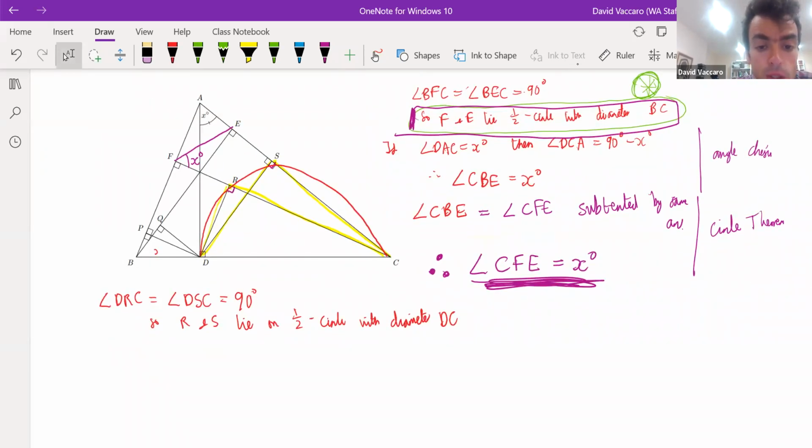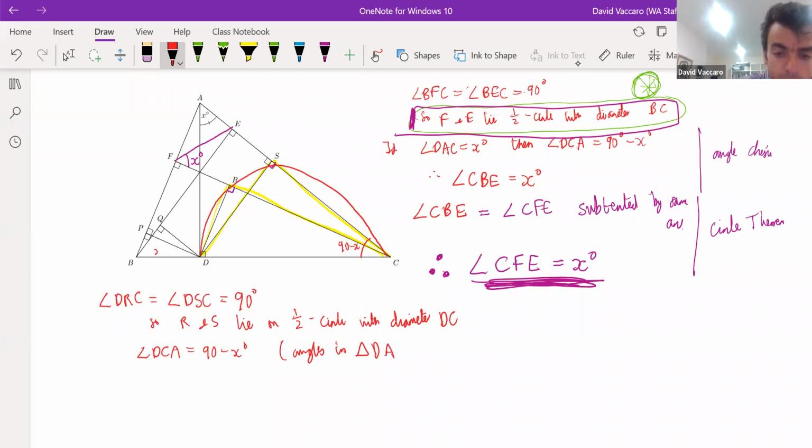Right, let's do a little bit of angle chasing again. We know that this angle in here is 90 minus X, looking at the right angle triangle DCA. So angle DCA is equal to 90 minus X degrees, that's angles in triangle DAC. And then if we look at the triangle DSC, we've got angle CDS is equal to X degrees.